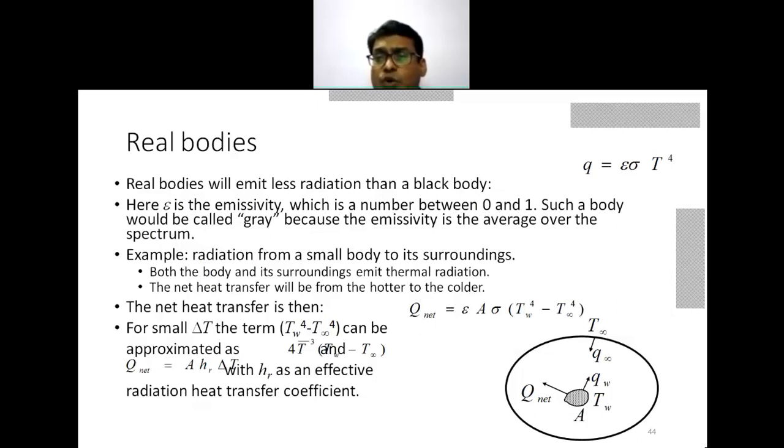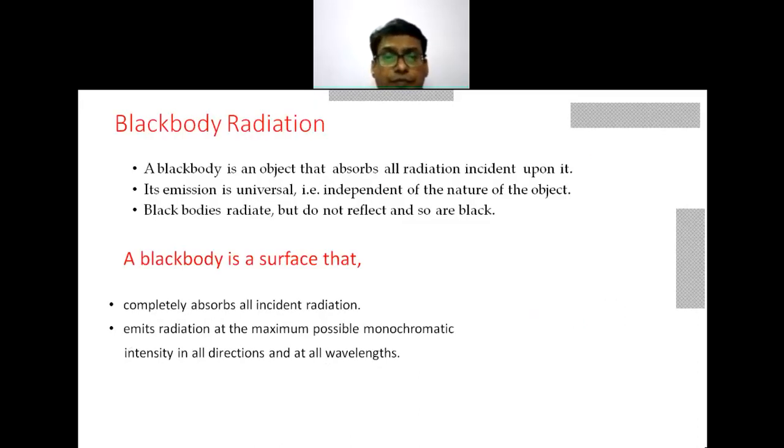Here the emissivity is a number between 0 and 1, and such a body would be called a gray body, because the emissivity is the average over the spectrum. So for the radiation from a small body to its surroundings, both the body and its surroundings emit thermal radiation. The net heat transfer will be from the hotter to the colder body. The net heat transfer is then for the temperature difference in terms of T wall raised to the 4 minus T infinity or T surrounding raised to the 4.